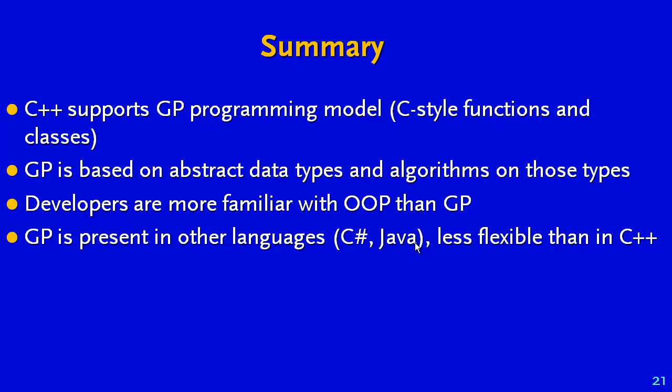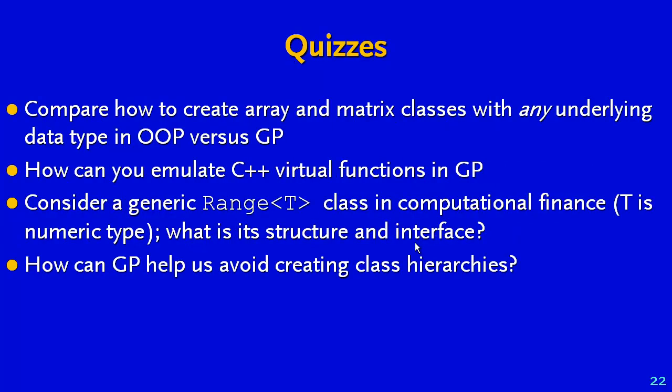Okay, so we've given the summary. Now some quizzes, some quick questions. Think about an array class with generic underlying types and matrix classes with any underlying type. So let's say in the good old object-oriented way of programming, I want to have a matrix class of doubles, a matrix class of floats, and a matrix class of integers. So how many classes do I need? How do you do it? And if I'm using generic programming, how many classes do I need? How can you emulate C++ virtual functions in generic programming?